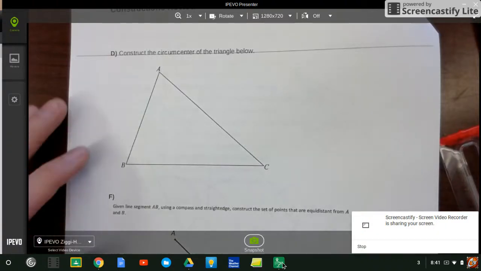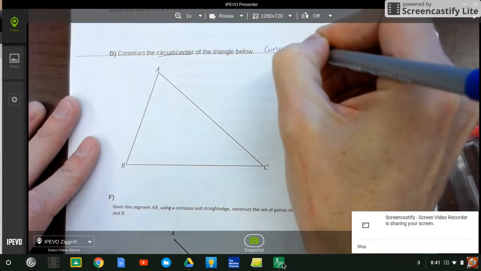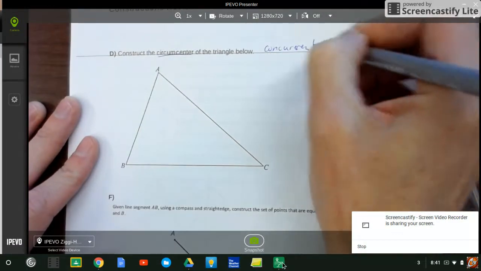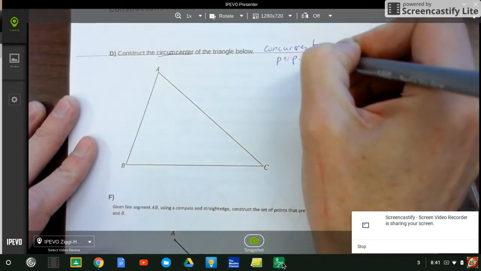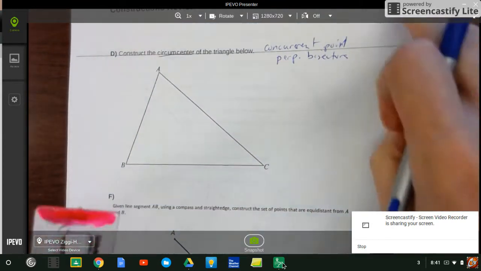Now we're going to construct a circumcenter. Circumcenter is the concurrent point for the perpendicular bisectors. And again, just like the angle bisectors, I can do two of them and I'm fine.